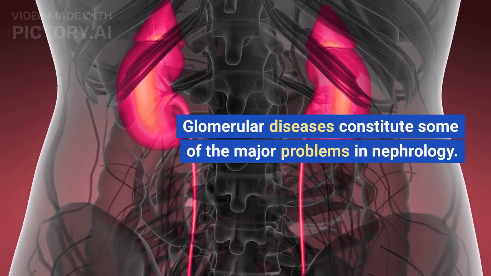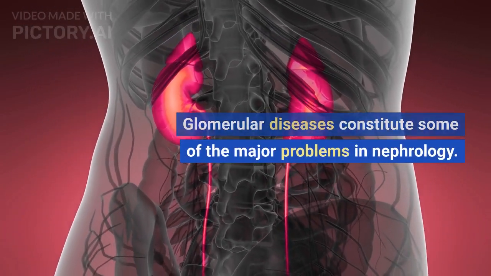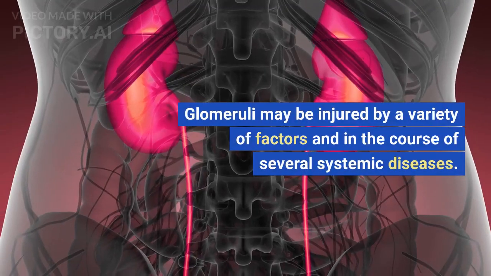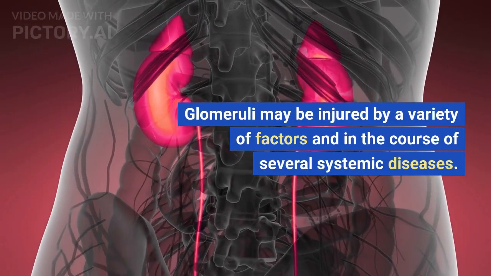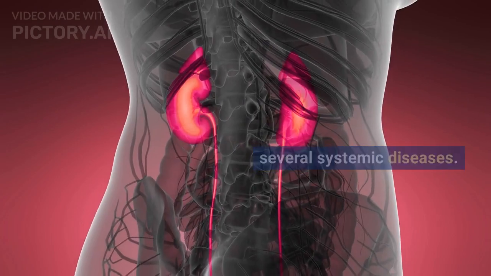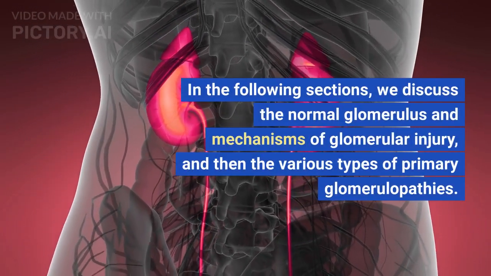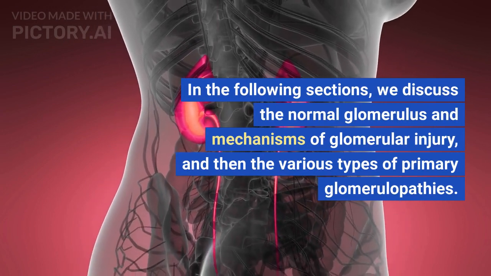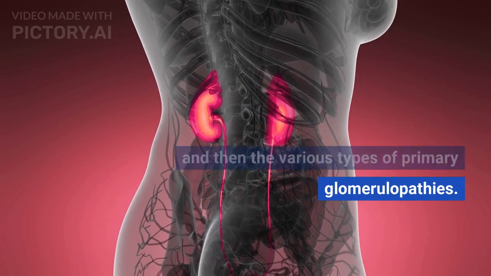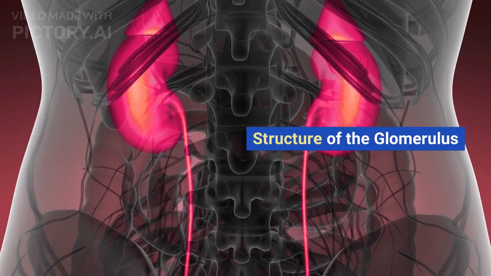Glomerular diseases constitute some of the major problems in nephrology. Glomeruli may be injured by a variety of factors and in the course of several systemic diseases. In the following sections, we discuss the normal glomerulus and mechanisms of glomerular injury, and then the various types of primary glomerulopathies.